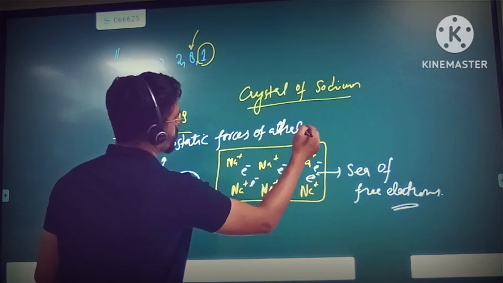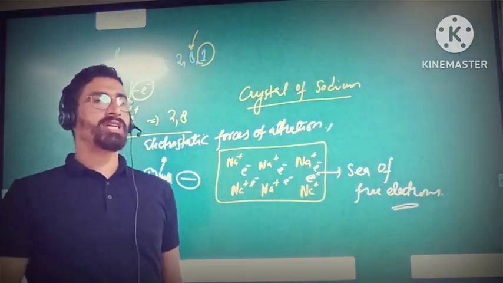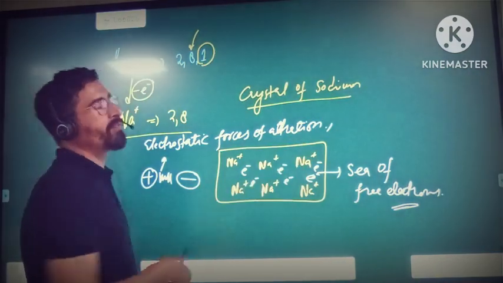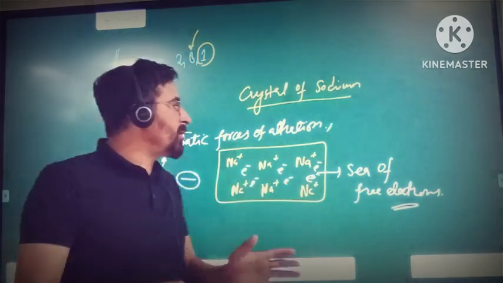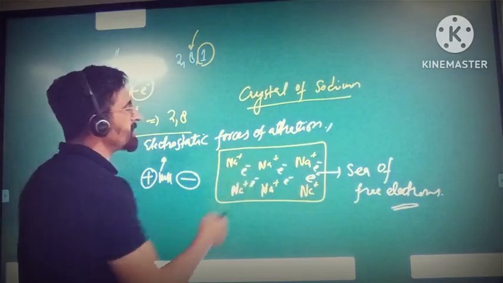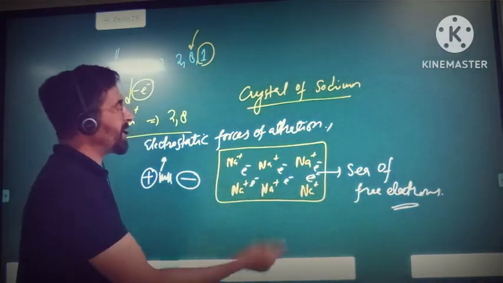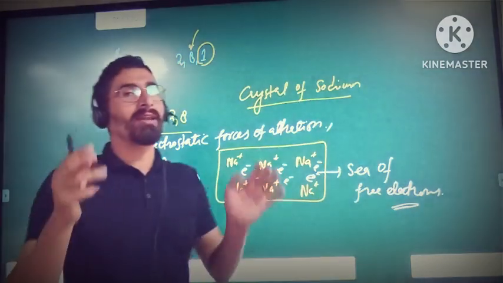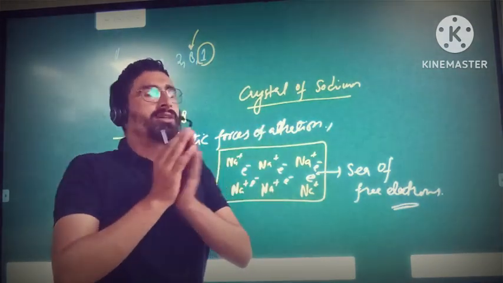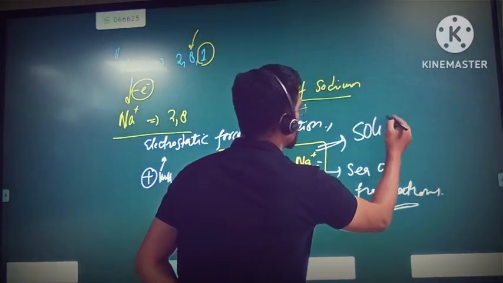Now, what will happen here? We have lots of positively charged ions and we have a sea of electrons. So there will be a lot of attraction between these opposite charges. That's why they tend to remain very close to each other, and hence we get a solid state.